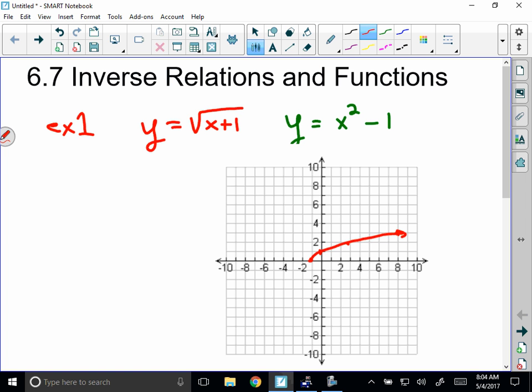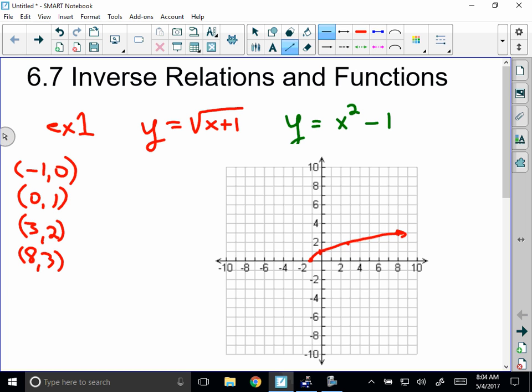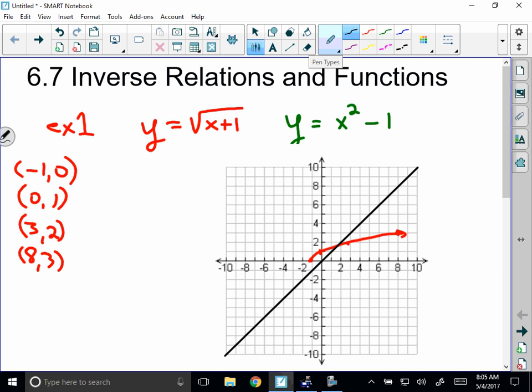So with respect to the coordinate plane, I'm going to label some points that this goes through. Okay, this is real important. There's a big idea right here. So we've got the point -1, 0. We've got the point 0, 1. We've got the point 3, 2. And we've got the point 8, 3. So those are some points that the red function goes through. Everybody see that? Okay. Now I'm going to graph another line. Maybe you can tell me what line this is. Anybody remember the equation of that line? Y equals x. Good.